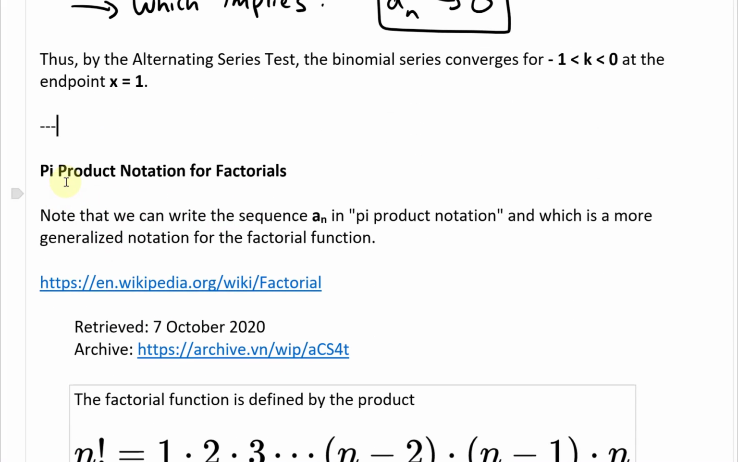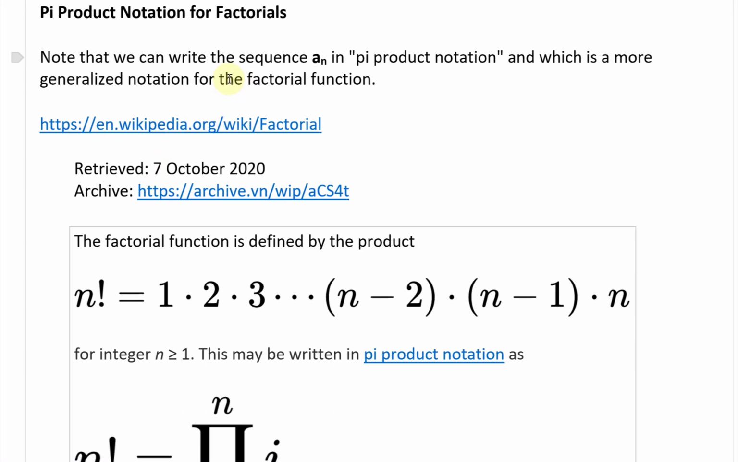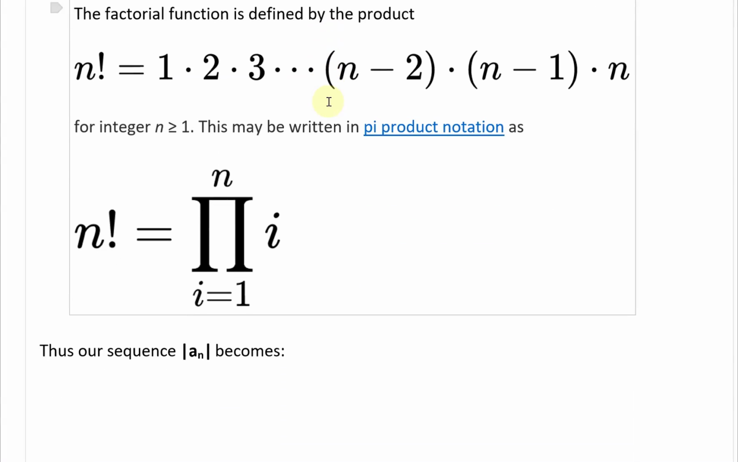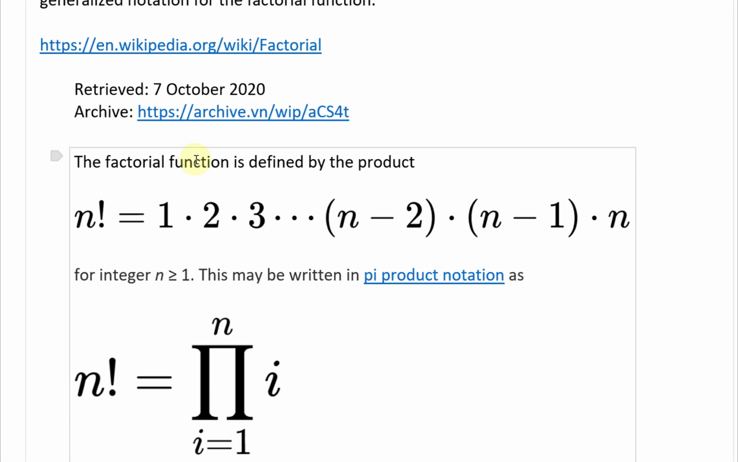Also, here's just a quick note on pi product notation for factorials. I've never covered this before, but this was included in the lecture PDF proof that I was going over for the binomial series. Note that we can write the sequence an in pi product notation, which is a more generalized notation for the factorial function. So that's our sequence. This is a pretty interesting notation, especially when you're dealing with factorials beyond just integers.